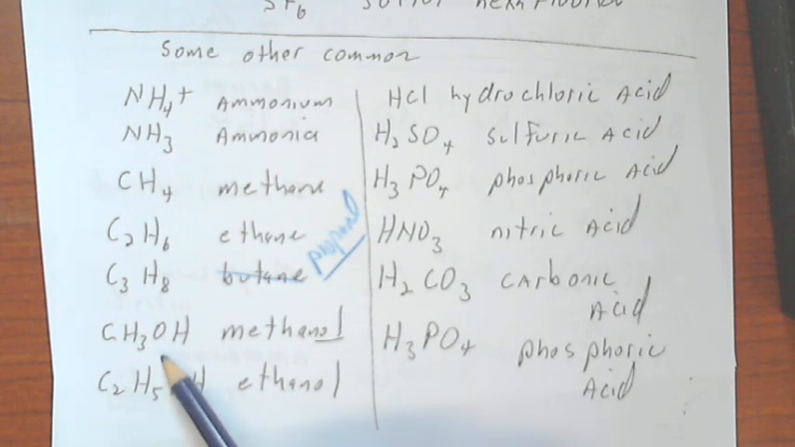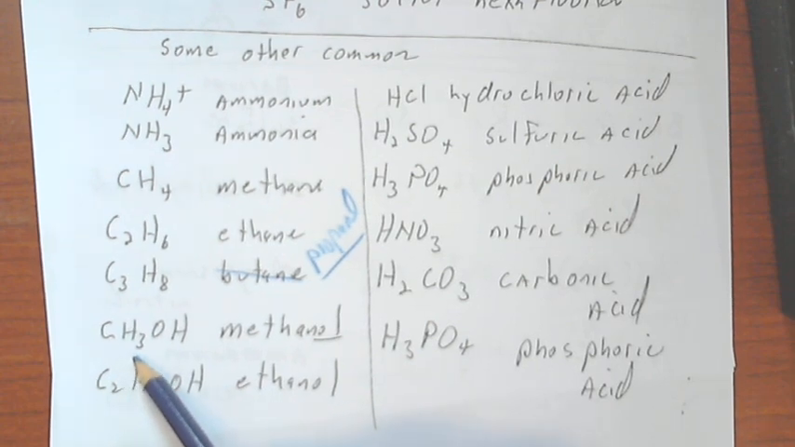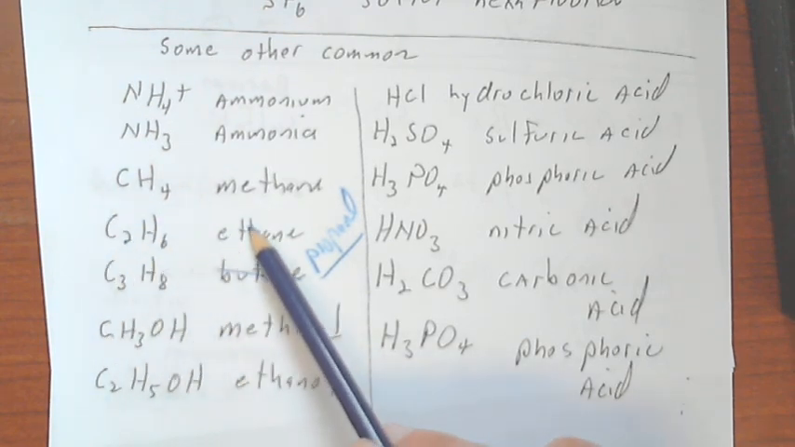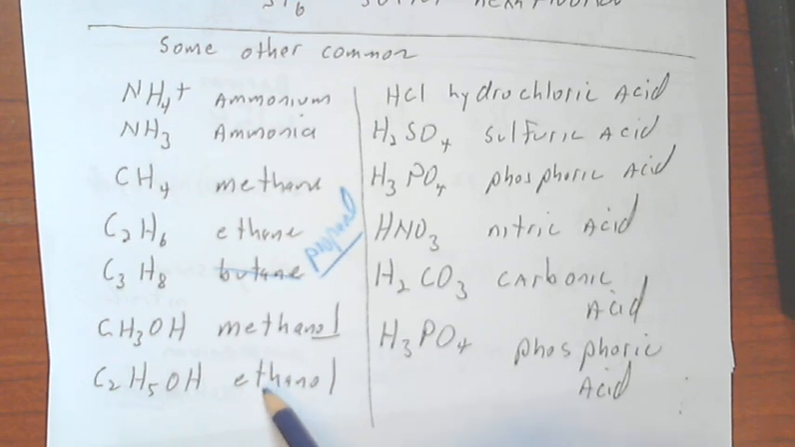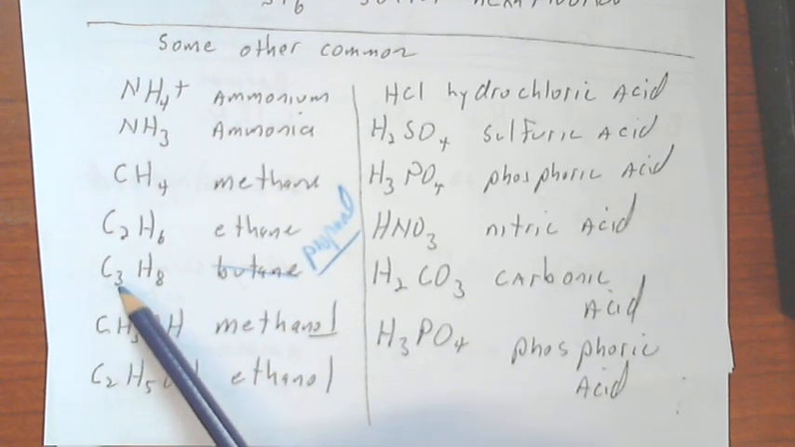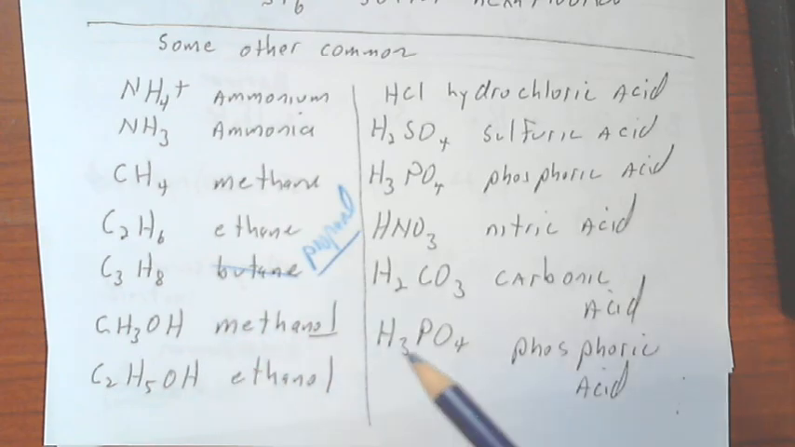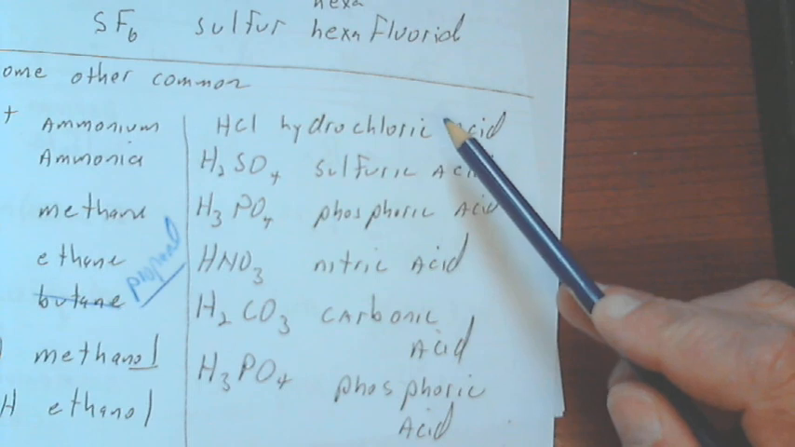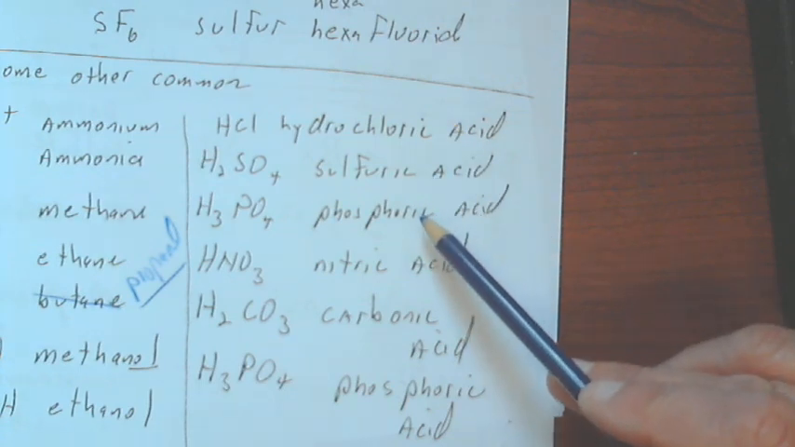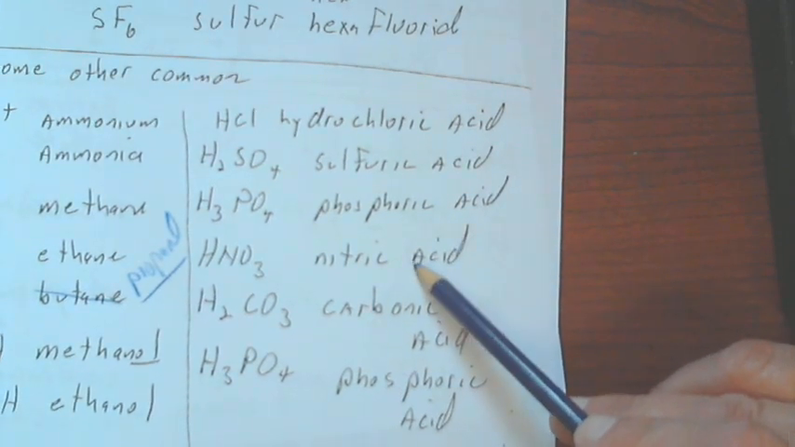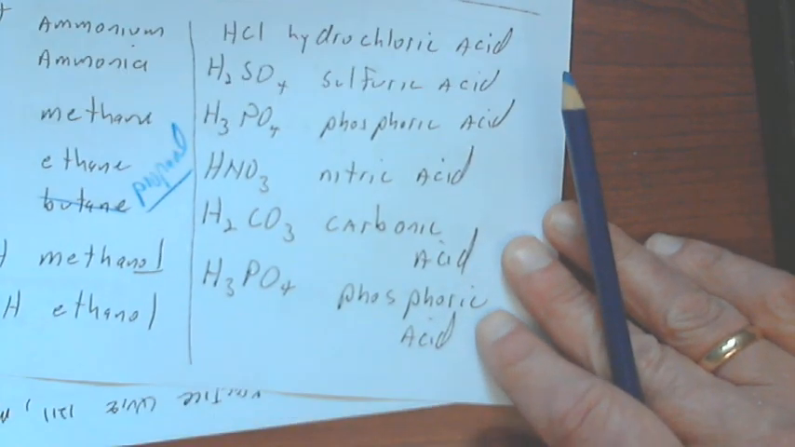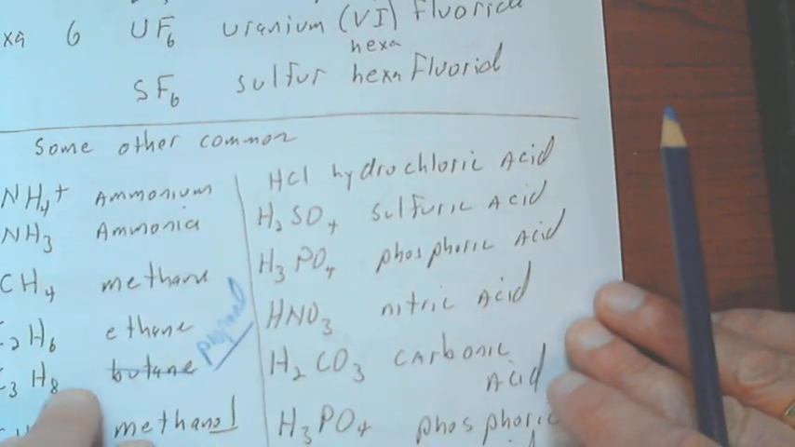When you have an OH like this, this is an alcohol. So that's methanol, right? Methane, methanol. This is ethane, C2, so that's ethanol. If you made propane into an alcohol, it would be propanol, OL at the end. These are some of your common acids. HCl is hydrochloric, H2SO4 is sulfuric, H3PO4 is phosphoric, HNO3 is nitric, and H2CO3 is carbonic acid. So that's a quick review of the nonmetals and the acids.